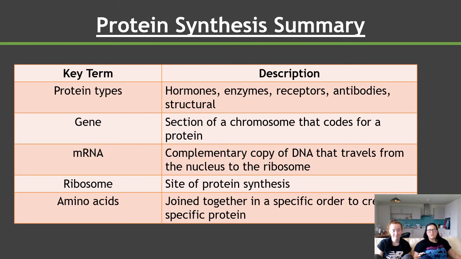So gene, we've said this before, but it's a section of chromosome that codes for a protein. It's mentioned here again because it's important. mRNA, complementary copy of the DNA that travels from the nucleus to the ribosome. Those 2 locations are quite often asked about, so it's good to have that memorized. The ribosome, as we know from key area 1, is the site of protein synthesis. And amino acids, they are those molecules that when joined together in a specific order create a specific protein, like a hormone or an enzyme or receptor, etc.